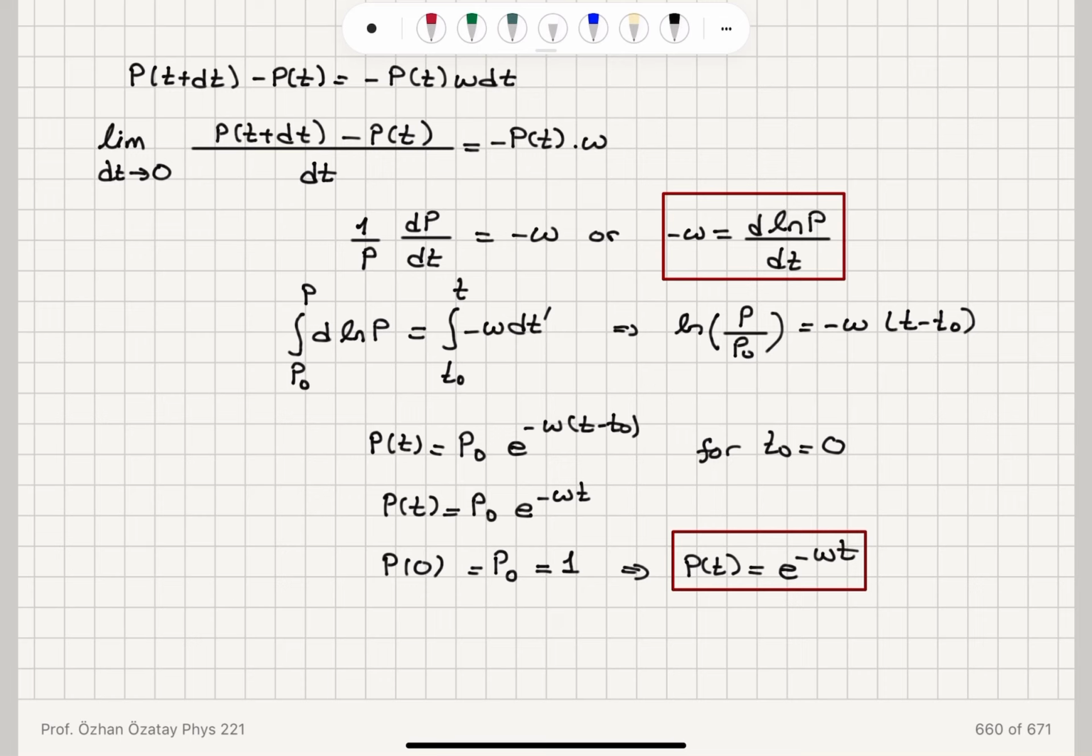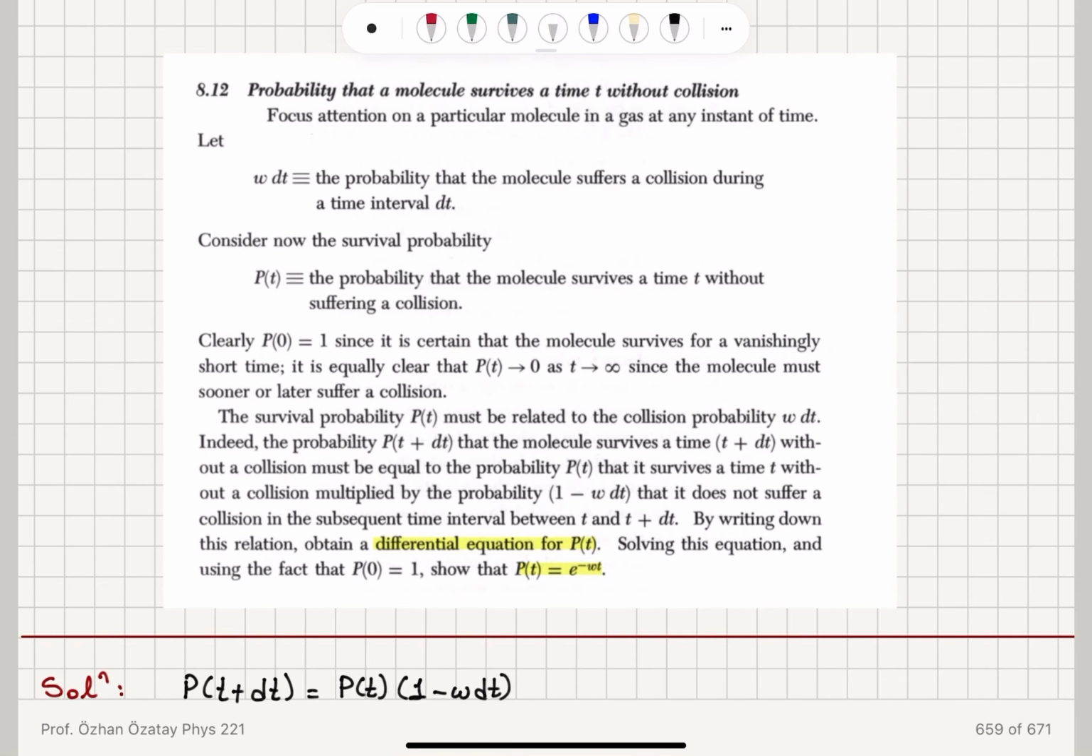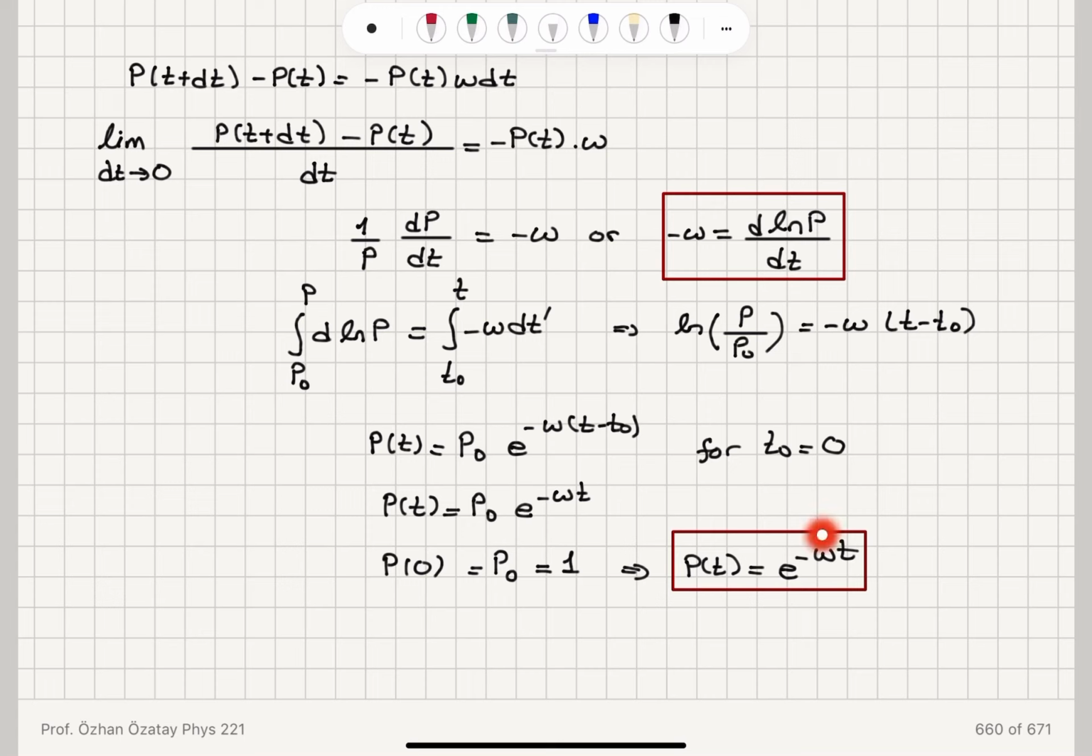So ω times t would be the probability of having a collision in the time interval t, which is the integral of ω dt if ω is not time dependent. Then you would have e to the minus ω t as the probability of survival.